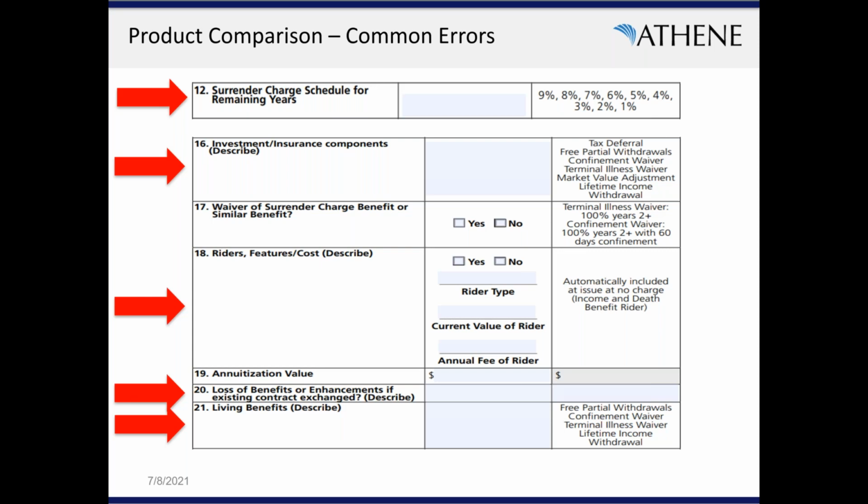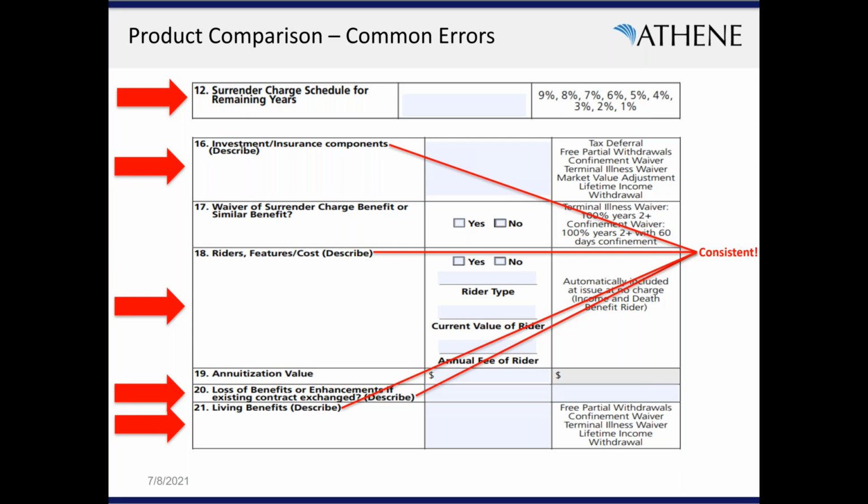On the Athene side, again, we've tried to pre-fill to show you what we're looking for: free partial withdrawals, confinement waiver, terminal illness waiver, lifetime income withdrawal. So here's the best thing we can say: 16, 18, 20, and 21 need to be consistent. The only thing you cannot show in question 21 is anything regarding a death benefit or a death benefit rider, because a death benefit or death benefit rider is not a living benefit. There's nothing that provides the customer as they are living. So questions 16, 20, and 21 need to match, excluding any death benefit or death benefit rider from question 21.